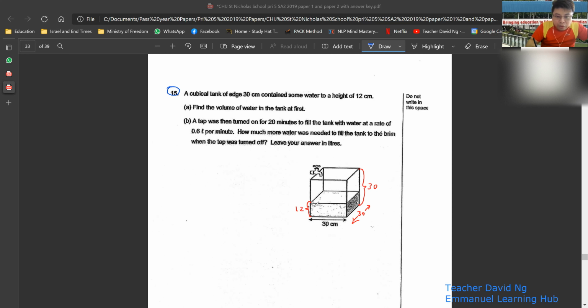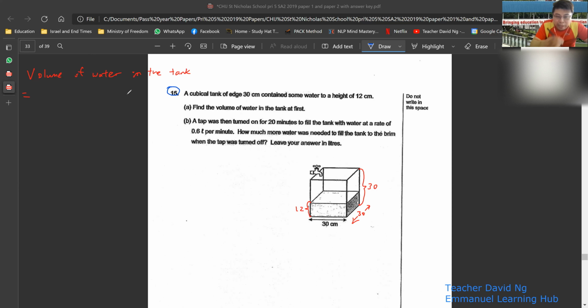Okay, then the story tells you the height is 12, right? Then they ask you the volume of water. So how to find the volume of water? Can you tell me how to find the volume of water in a tank? That one is very straightforward. 30 minus 12. No. Volume of water in the tank. Half times 12 times 30 times 30. No. Not correct.